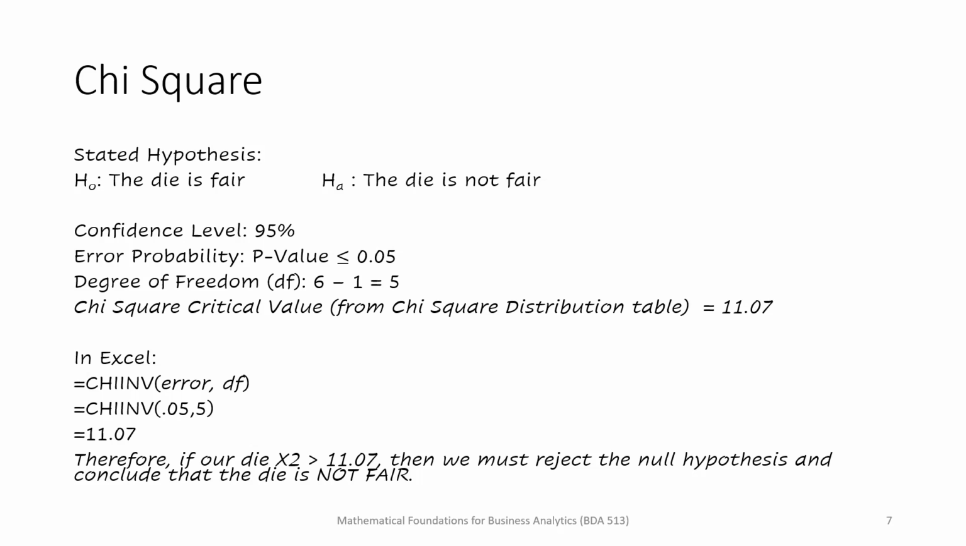Remember, I explained degree of freedom the last time. It's n minus 1, so here we are having 6 minus 1. If you are to check this on a typical Excel, we use the chi-inverse in Excel. It will open up a dialog box.